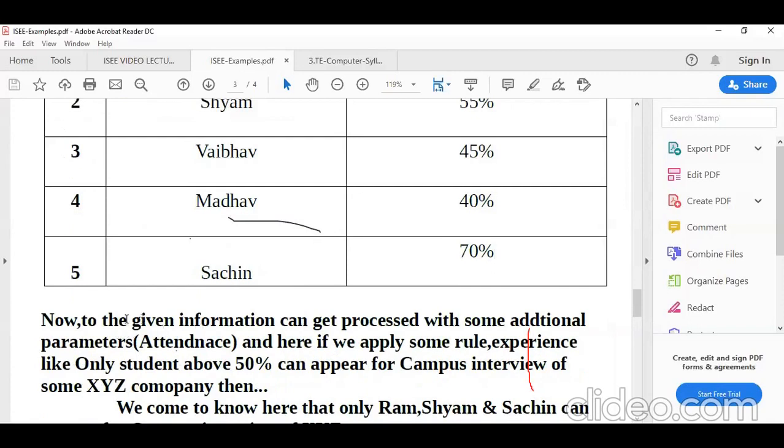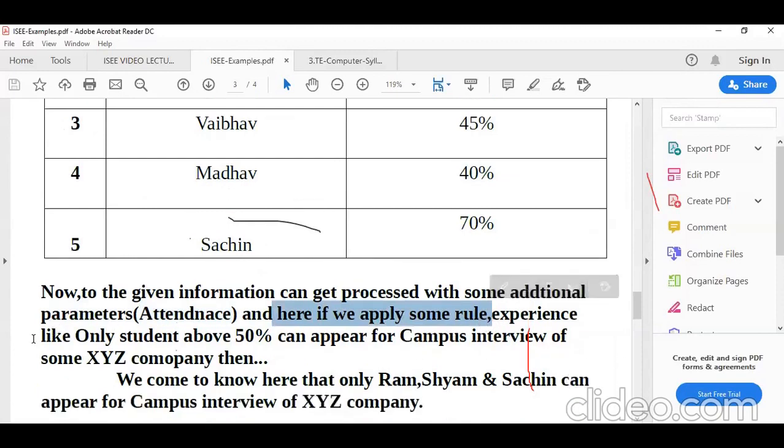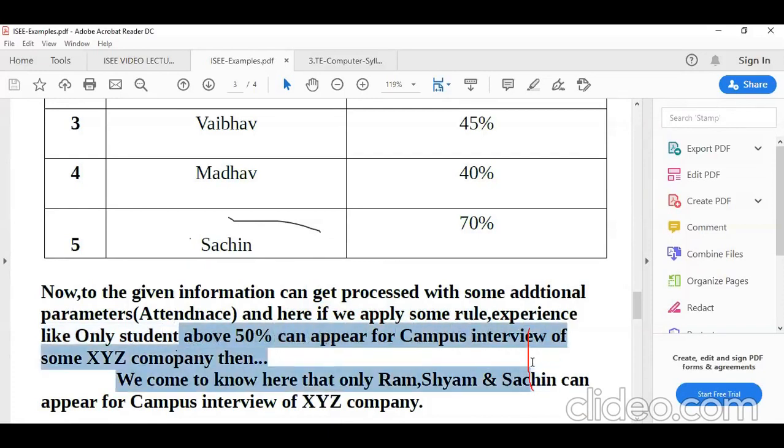Now the given information can get processed with some additional parameters, like here it is not the attendance, here you have to take the marks. And here if you apply some rules, some experience or some education, like only students above 50% can appear for the campus interview of some XYZ company.